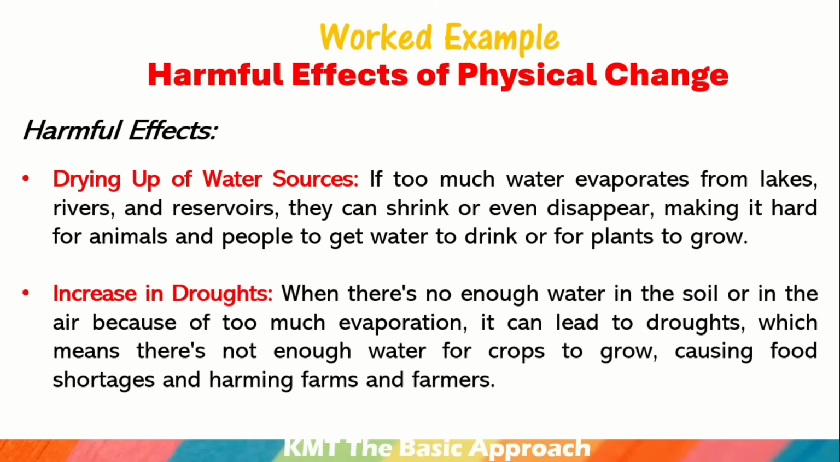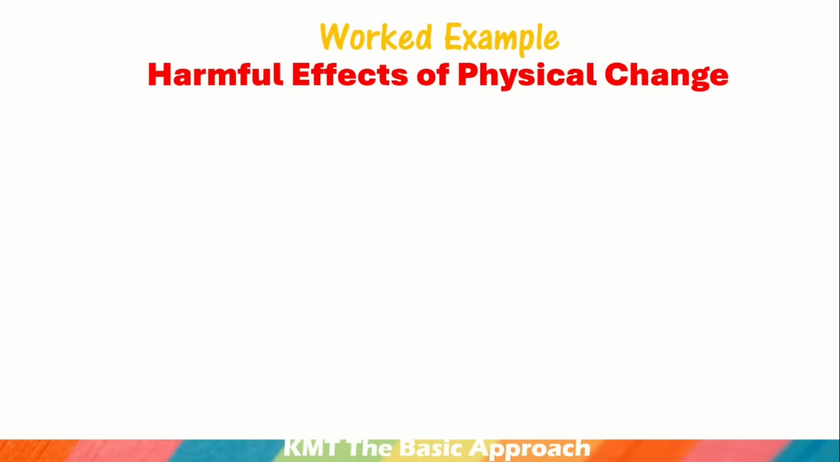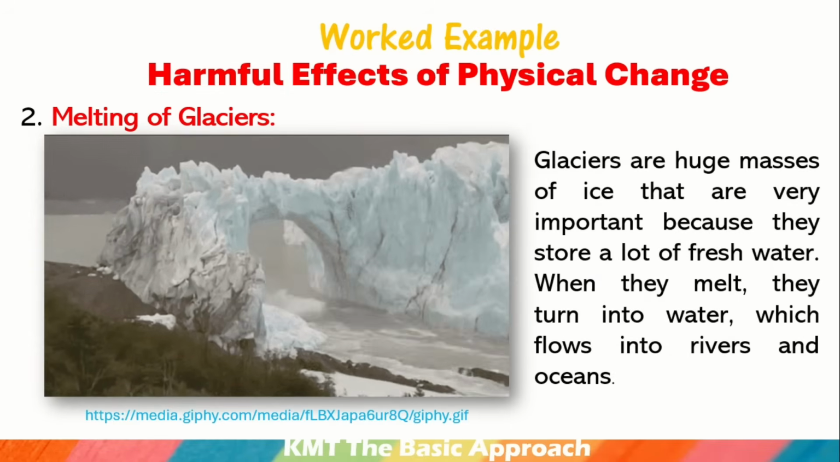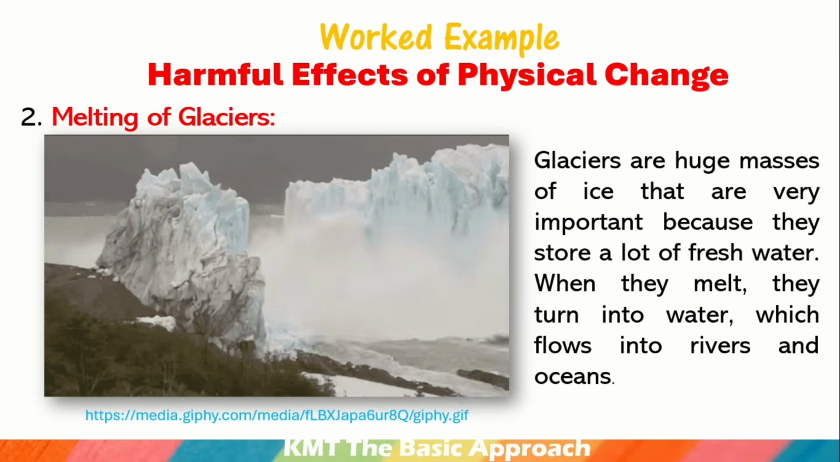Increase in droughts. When there is not enough water in the soil or in the air because of too much evaporation, it can lead to droughts, which means there's not enough water for crops to grow, causing food shortages and harming farms and farmers. Number 2, melting of glaciers. Glaciers are huge masses of ice that are very important because they store a lot of fresh water. When they melt, they turn into water, which flows into rivers and oceans.